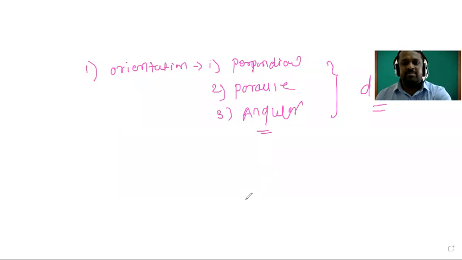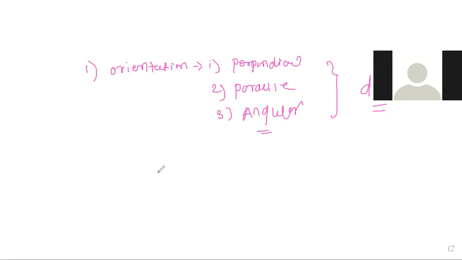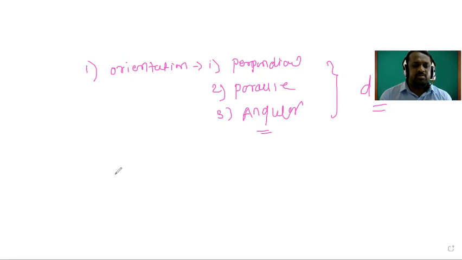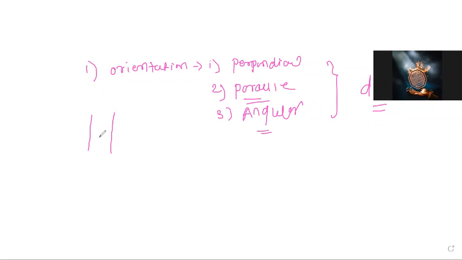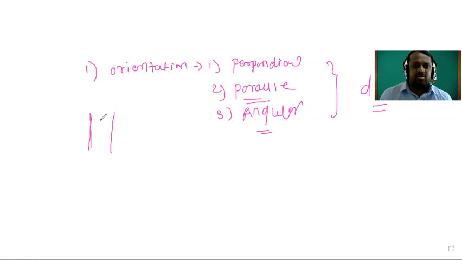Then what is meant by perpendicularity? That's 90 degrees to the datum plane. Means two surfaces should be at 90 degrees. Then what is meant by parallelism? Suppose this surface and this surface are both parallel to each other. Means they are not cutting each other. And angular means at a particular angle, like this. I will write down an example here so that you will understand.